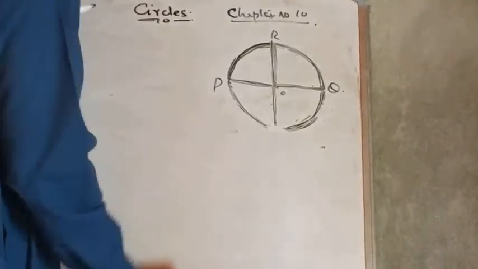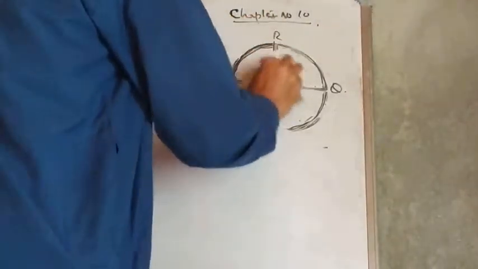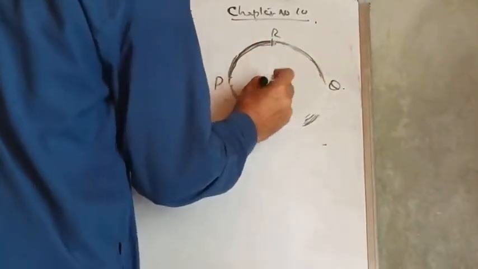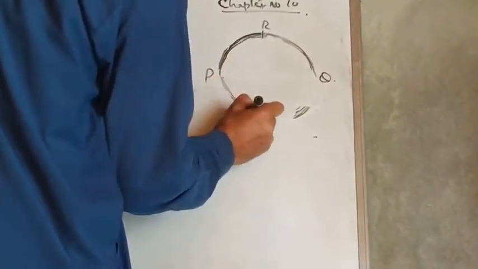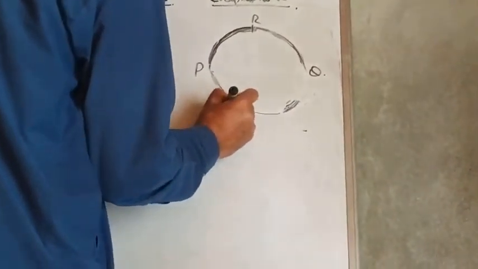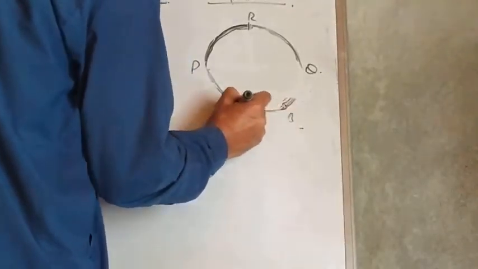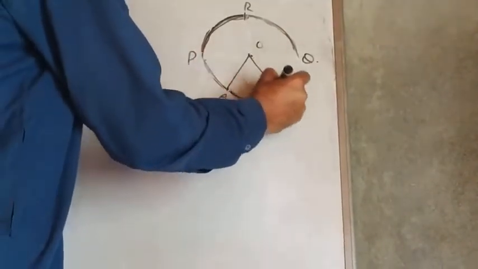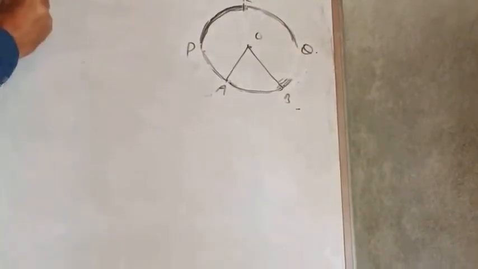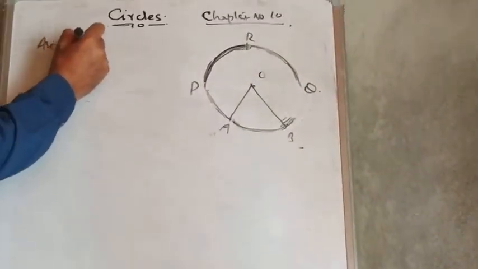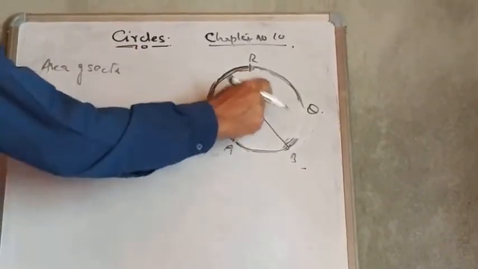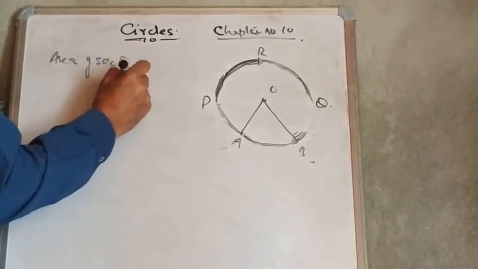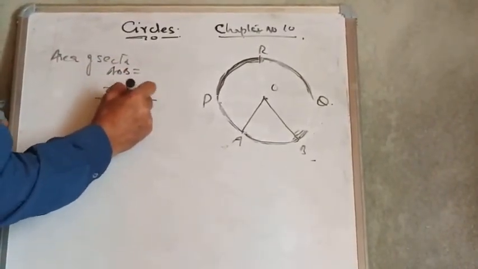Now, very important is the area of this minor sector. Here it is A, here it is B, and the center O. This is called the sector. Area of sector AOB is given by pi r square theta divided by 360.